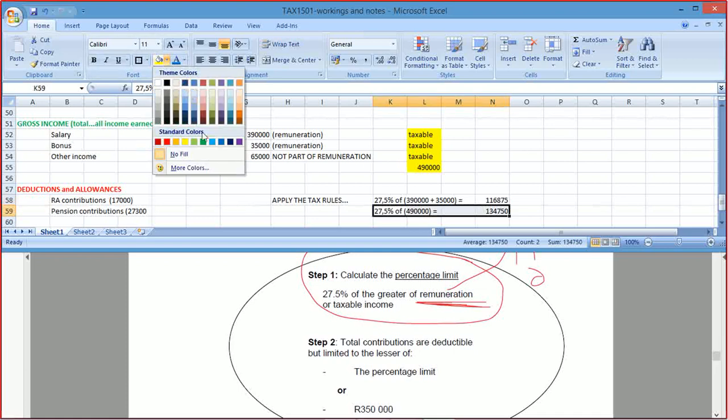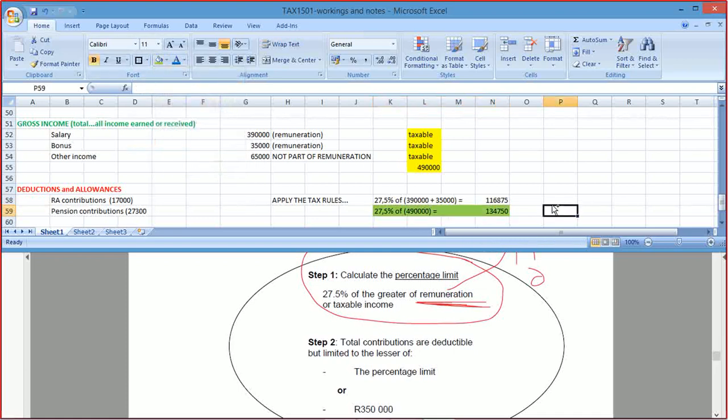The taxable. Exactly. And I would be showing all of this. You have to show all your calculations, because normally it'll carry marks. So show 27.5% of everything. Got that? Yeah, I do. Good. Now we need to look at the second bit.